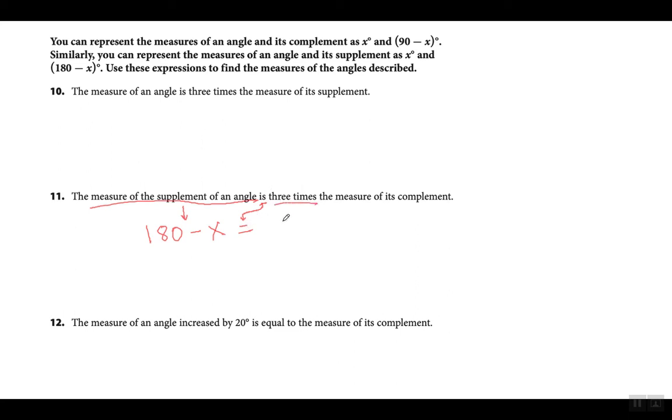3 times, we already saw that. 3 times, that means multiplication. You multiply by 3. The measure of its complement. The measure of its complement.